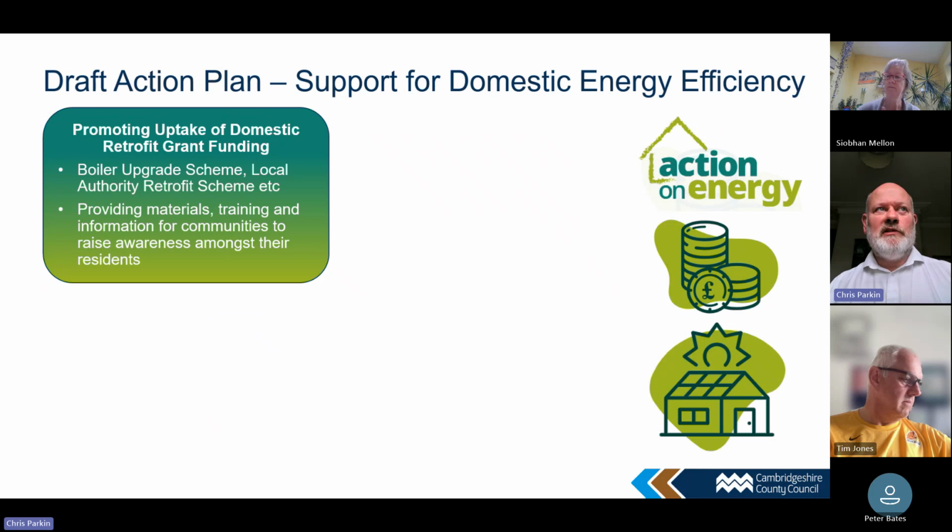And I think here what we're envisaging is this would involve the council providing materials and training and information to communities to enable them to raise awareness of these grants with their own residents, and also potentially to target that activity, so to help identify streets where there might be more properties with lower energy efficiency ratings, for example, that might be eligible for local authority retrofit scheme grant funding, for example.